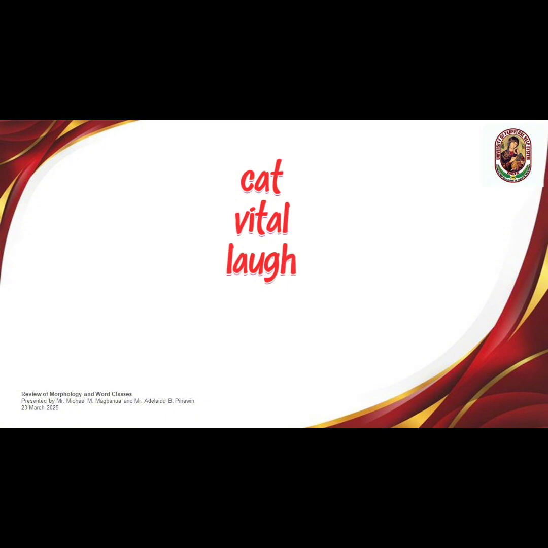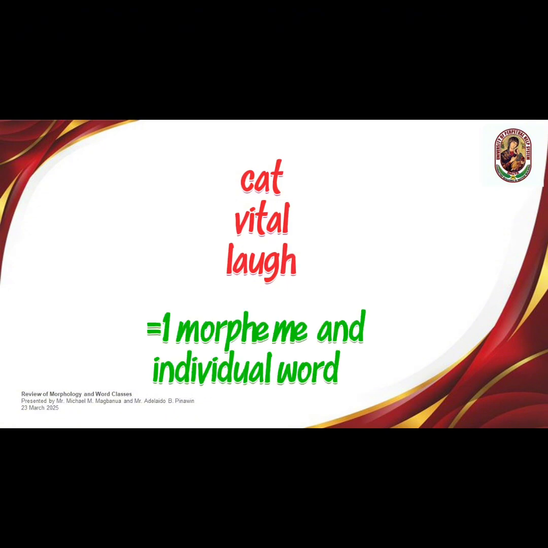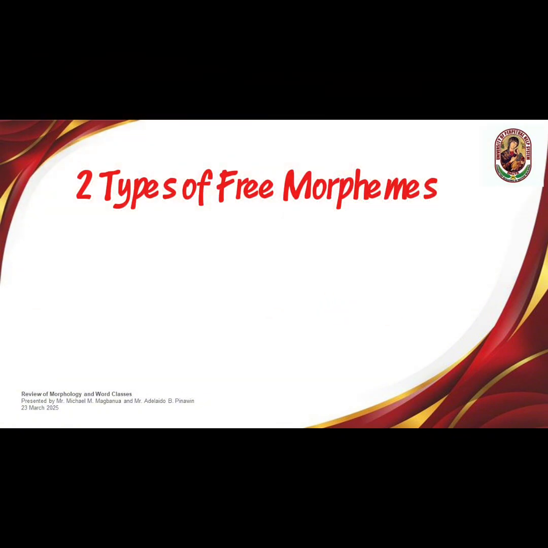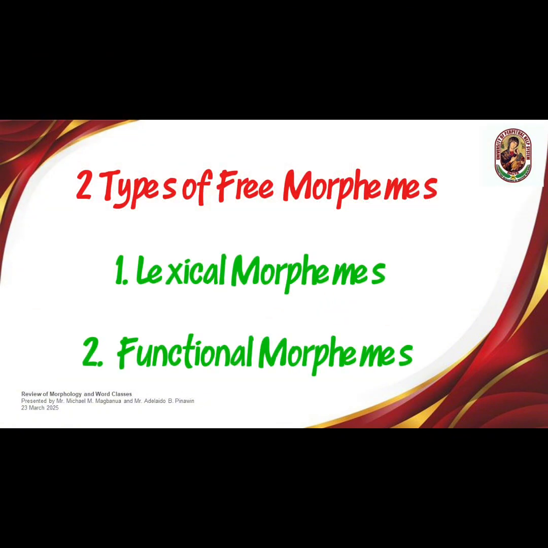So words like cat, vital, and love, they're all one morpheme. And of course, they are all individual words. They can stand alone as individual words in English. So there are 2 types of free morphemes. There are lexical morphemes and functional morphemes.